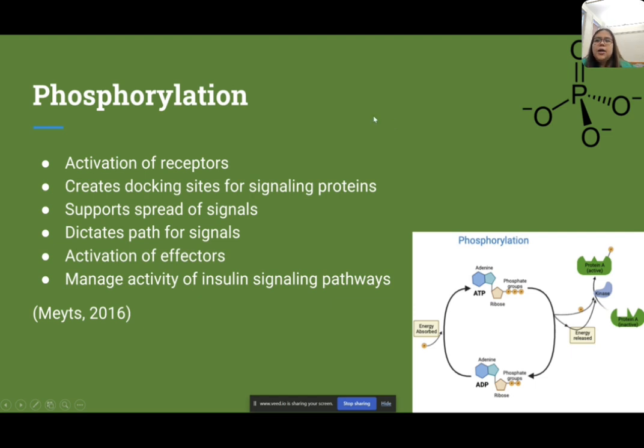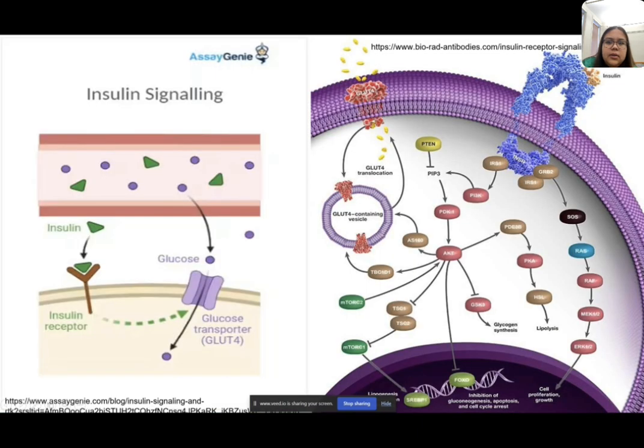It's very important. It creates docking sites for signaling proteins. It supports the spread of signals, dictates the path for signals, what direction to go in, and the activation of effectors so they can act upon it, like GLUT4, and then manages activity of insulin signaling pathways, as we can see in this diagram here.